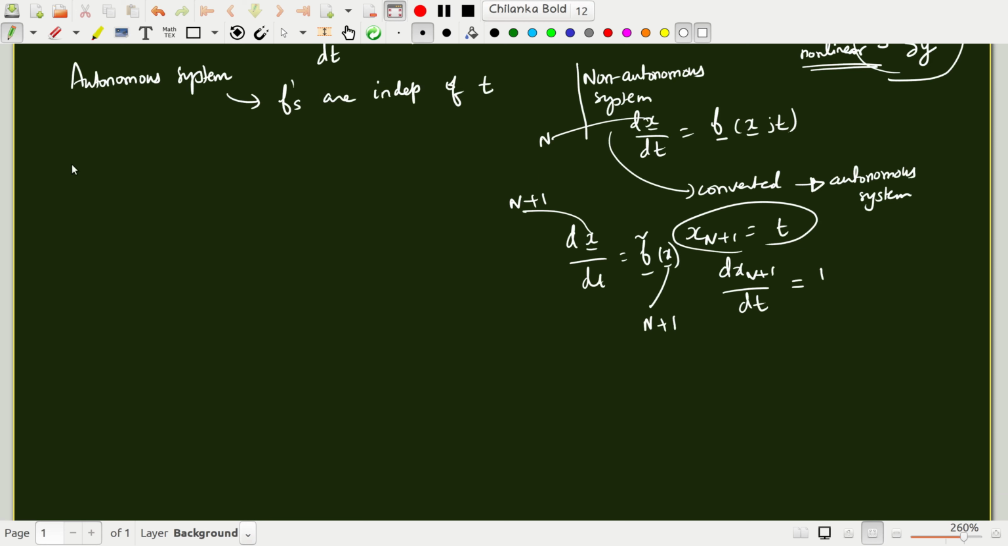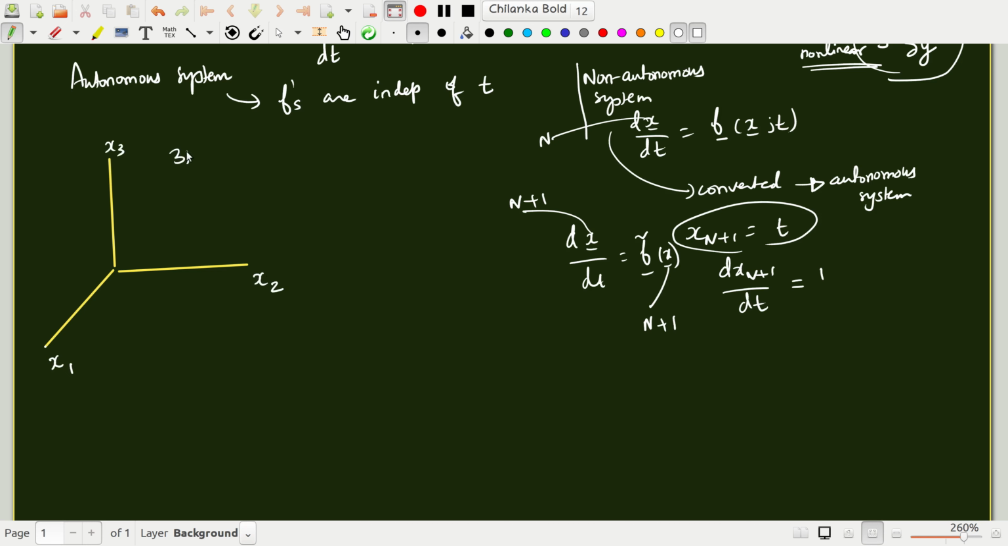Okay. Now the solution of a nonlinear dynamical system is represented in what is called a phase space. The phase space is simply the space in which the various dependent variables form the various coordinate axes. If I take a three-dimensional system, this is called a phase space.